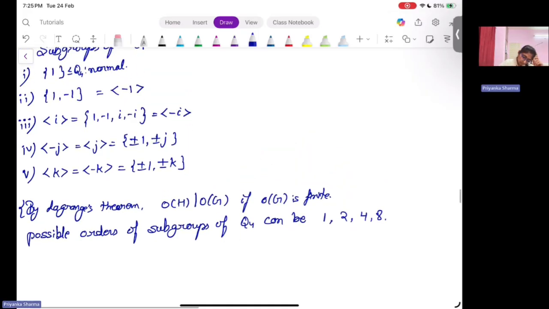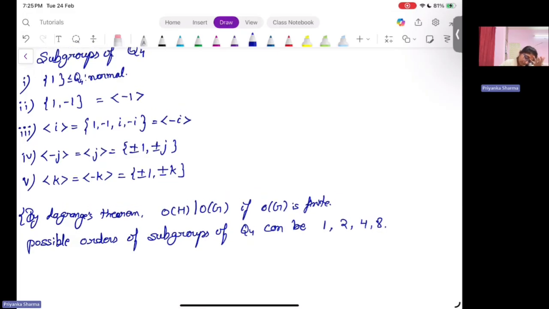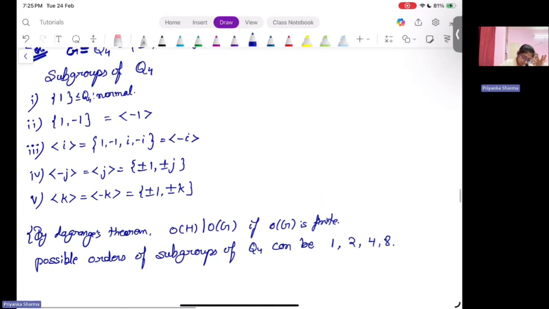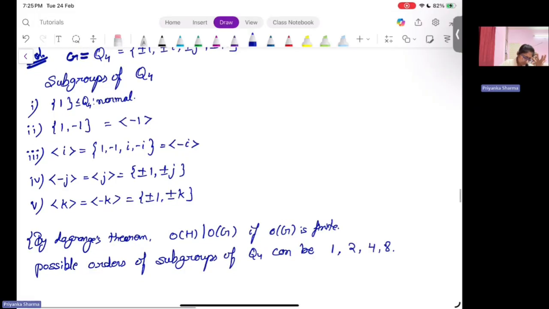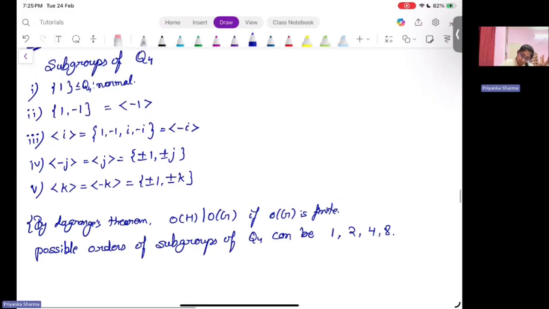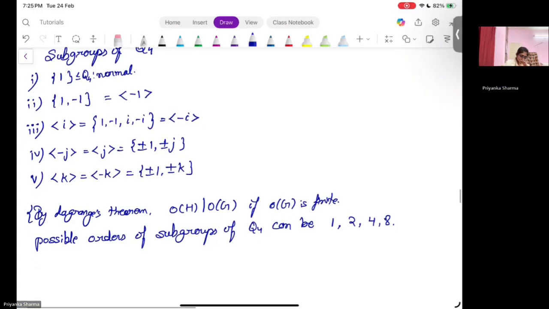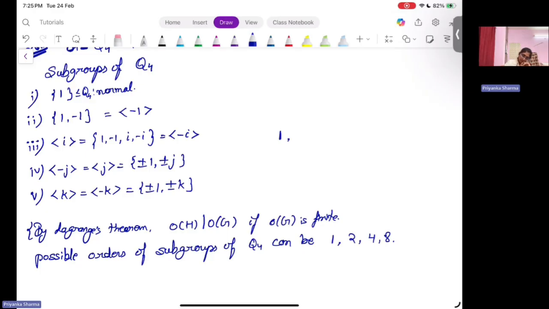Okay, so a subgroup of order 1 will be unique, the trivial one. A subgroup of order 2 is the subgroup generated by minus 1. It has a unique element of order 2, so it cannot have more than one subgroup of order 2. Now subgroups of order 4. So we have these 3. Can we have another possibility? No. Why? Because other than 1, we need to include something from I, J, or K.